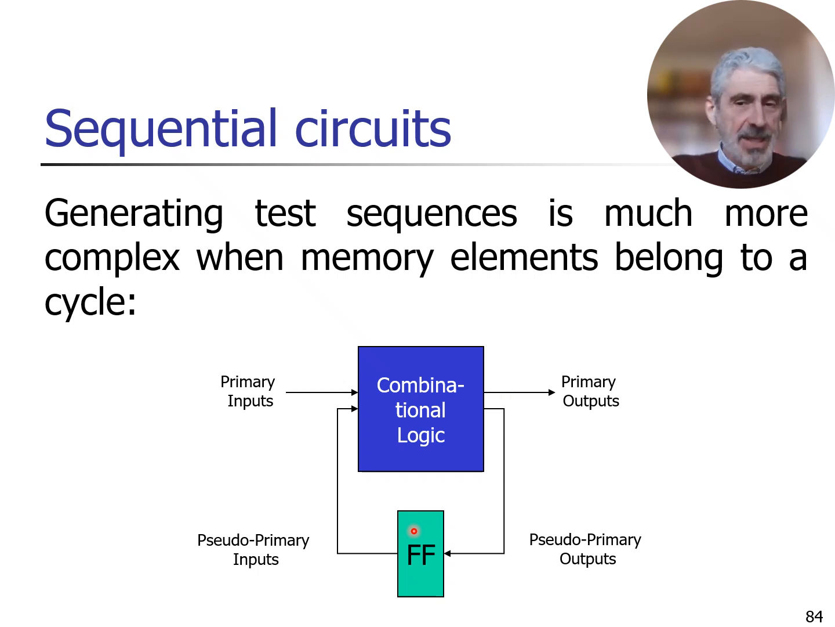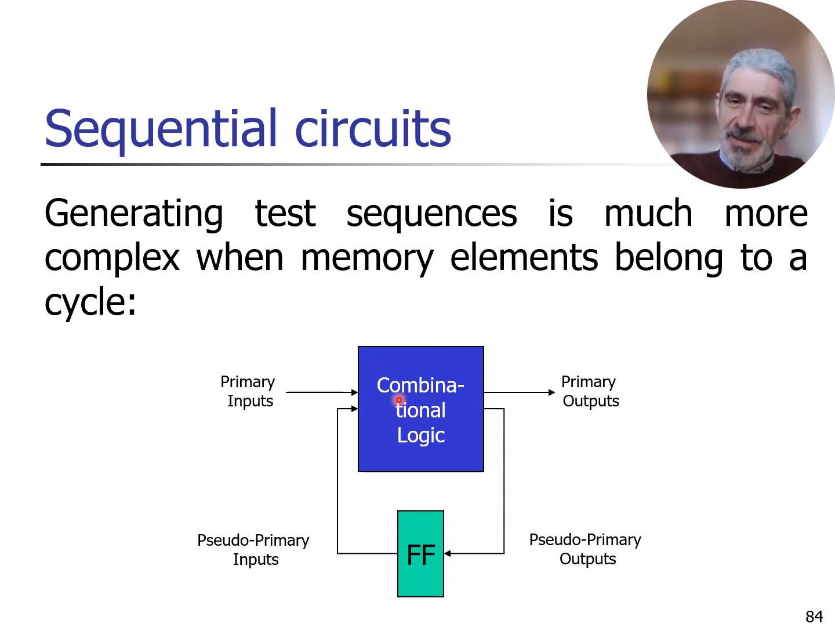But in order to force such values on the inputs of the combinational logic, I need to force the circuit to a state where the flip-flops hold the required value. And this may not be trivial, because forcing a sequential circuit to a given state may be tricky, and it is extremely computationally intensive to understand which is the sequence of input values able to force the circuit to such a state. But this state is required in order to excite the fault.